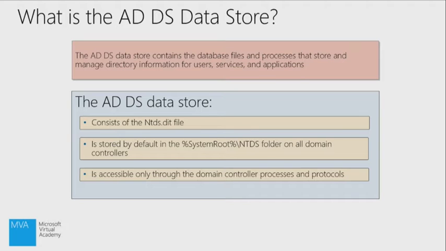Again, we're not going to go into too much technical depth. We could spend hours and hours just on this one topic. It does consist of a single file, ntds.dit, stored by default in the system root ntds folder on all domain controllers. This is a configurable option, as we'll see in a little while, and is accessible only through the domain controller processes and protocols.